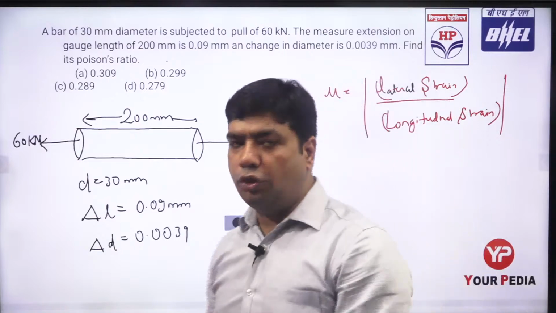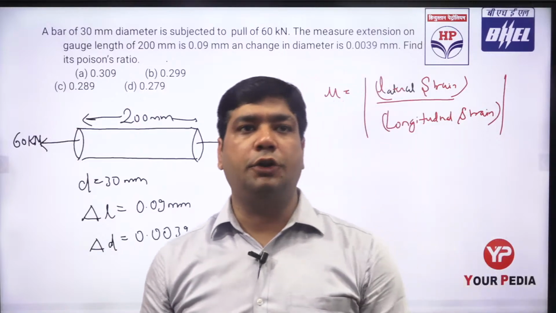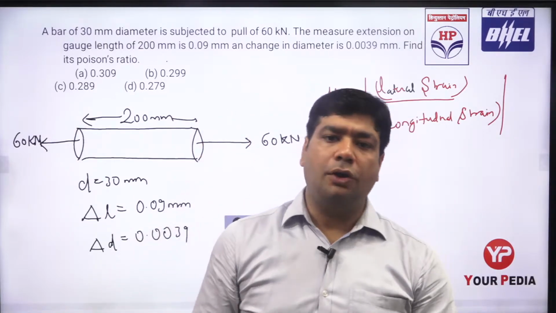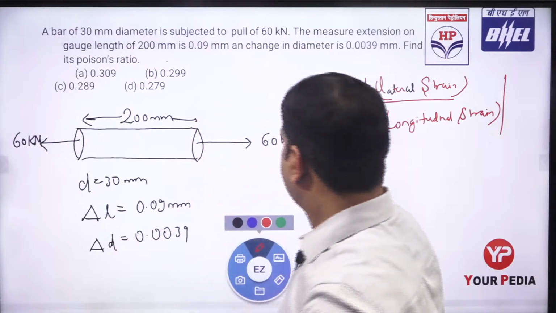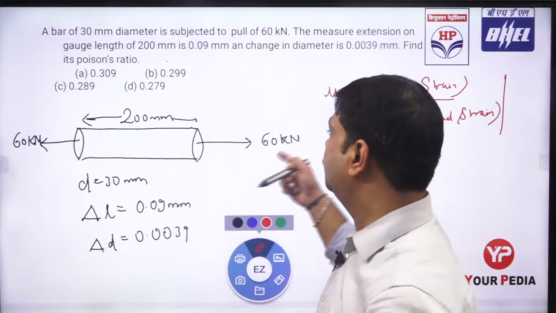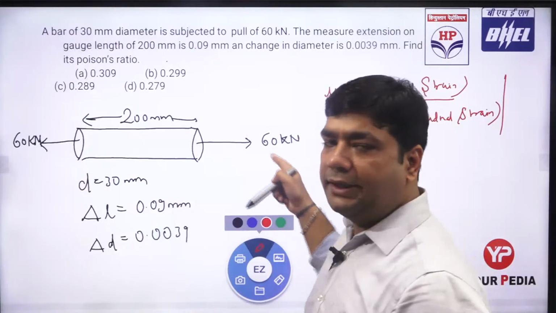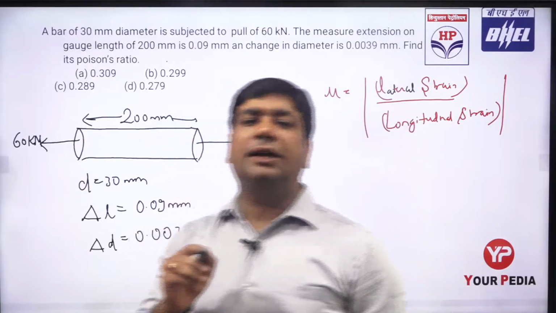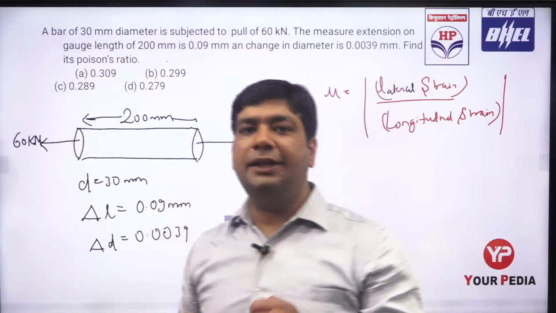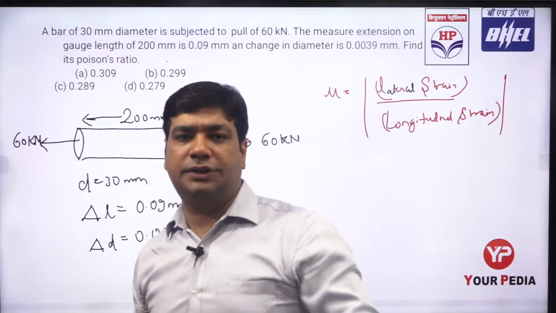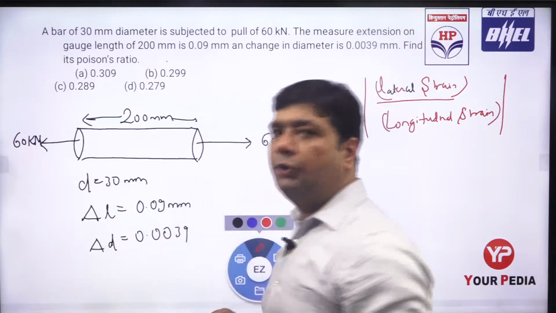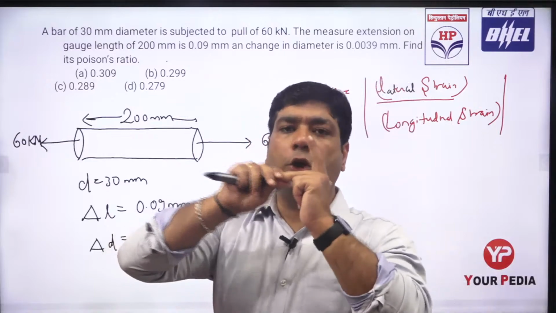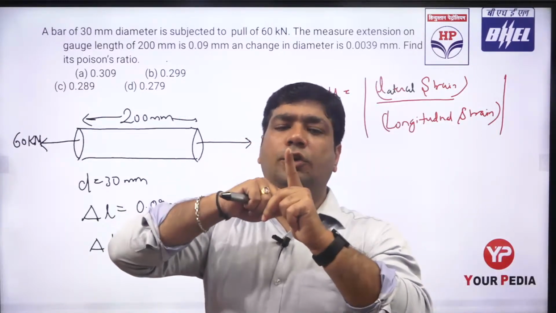So we should know what we mean by lateral strain and longitudinal strain. Strain is the change in dimension upon the original dimension. So here I'm talking about the lateral strain and longitudinal strain. Whenever we apply the force in a direction, that is known as the longitudinal direction. If I apply the force along this x direction, then this x is the longitudinal direction, and the other two are known as the lateral directions.